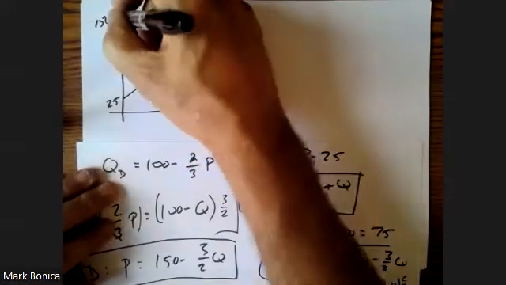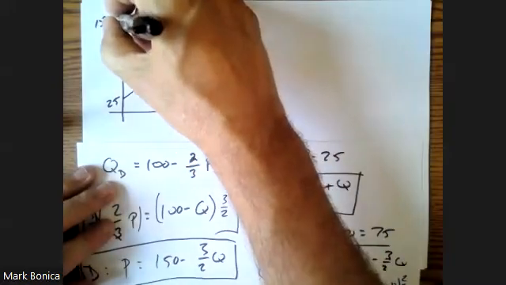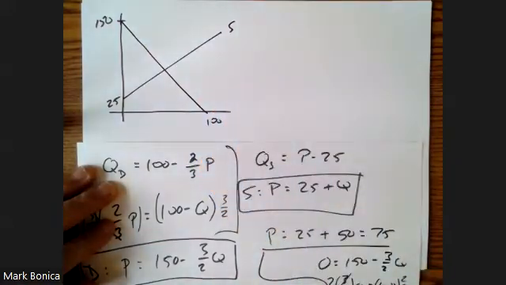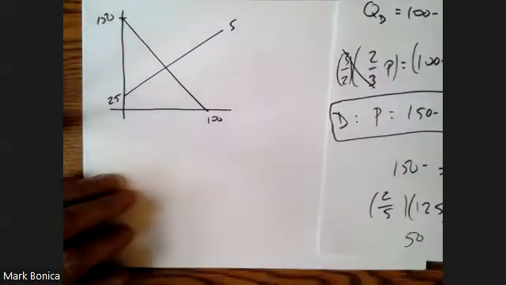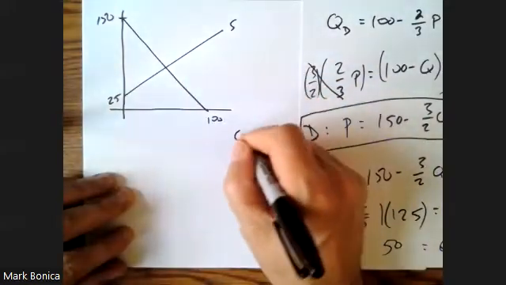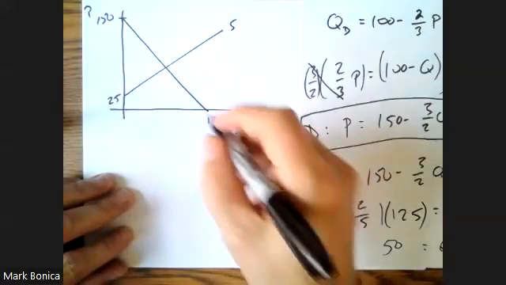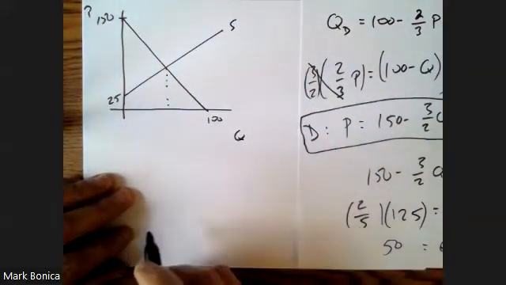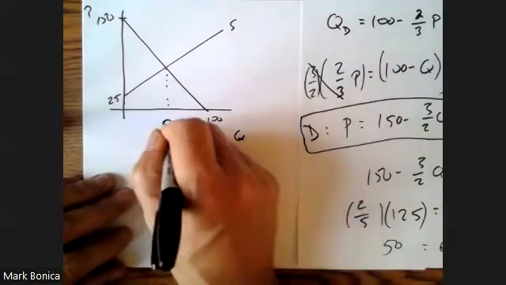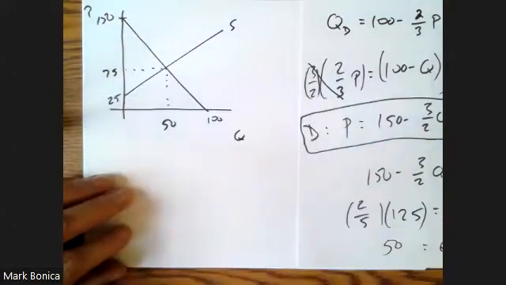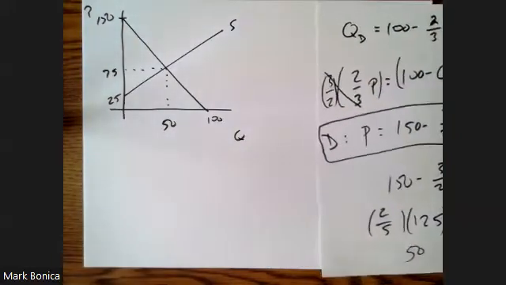So this goes down like something like that, and crosses there. That's useful to be able to visualize. And then we know this is the Q axis, this is the P axis. And Q is 50, P is 75. So that's our initial equilibrium.